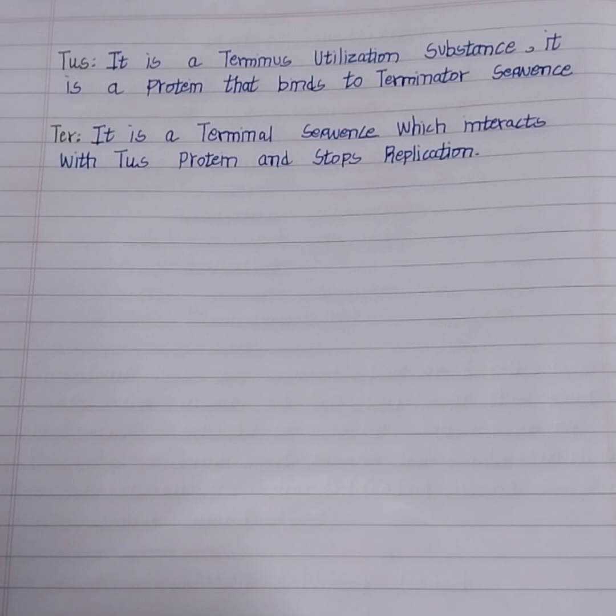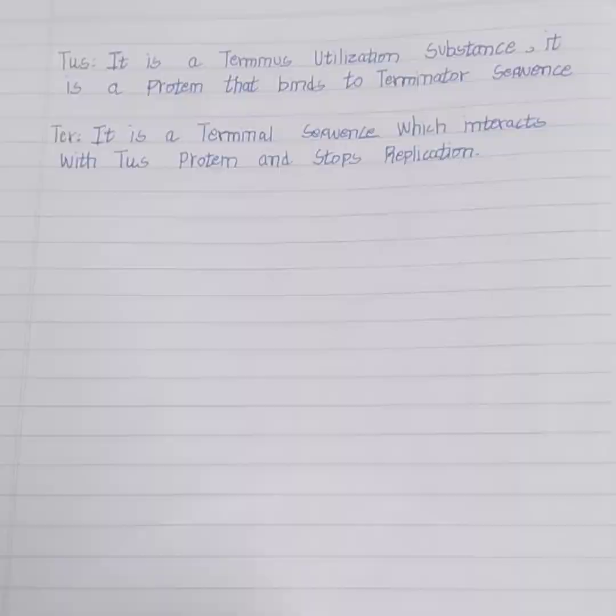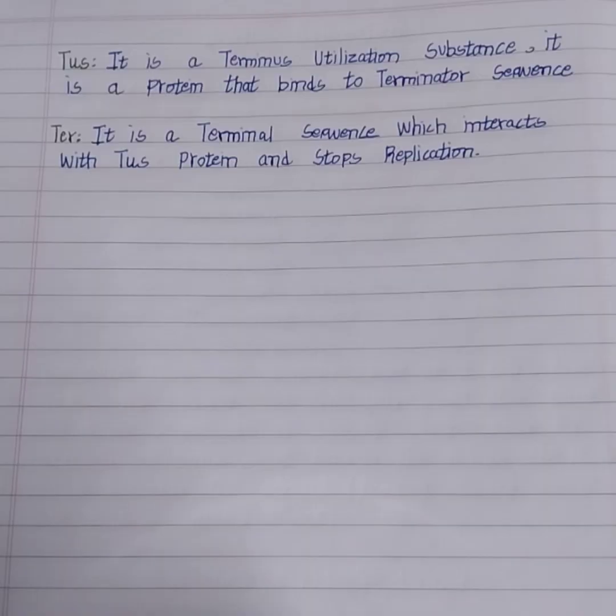Now TER is a terminal sequence which interacts with the TUS protein and stops the replication. The TER sequence is present on the DNA strand which undergoes replication. It interacts with the TUS protein and stops the replication. By this, the termination of the DNA replication process takes place.